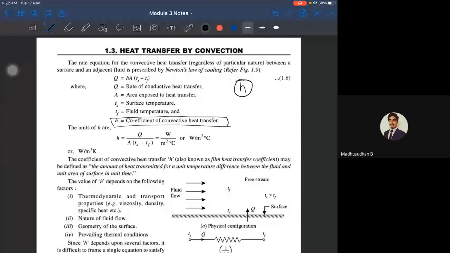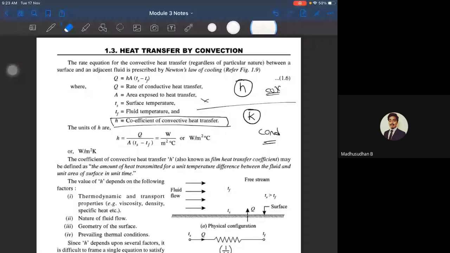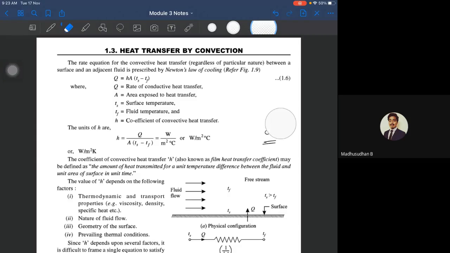Remember this. And K is the thermal conductivity of the material. These two parameters are totally different. K governs conduction and h governs convection. To remember this, K is thermal conductivity, whereas h is the coefficient of convective heat transfer, or in a shorter way, coefficient of heat transfer.